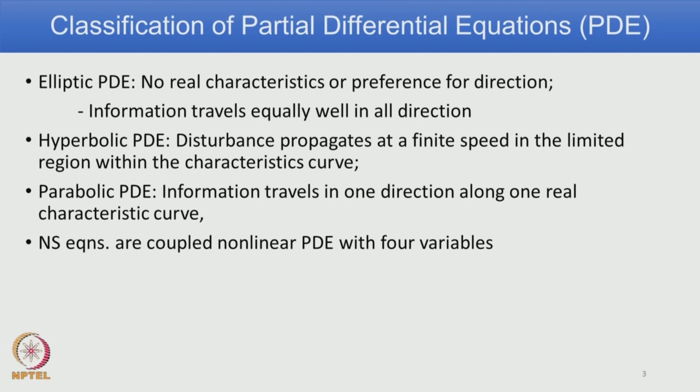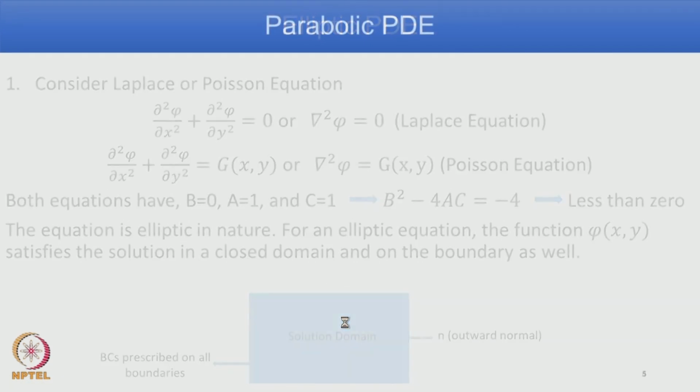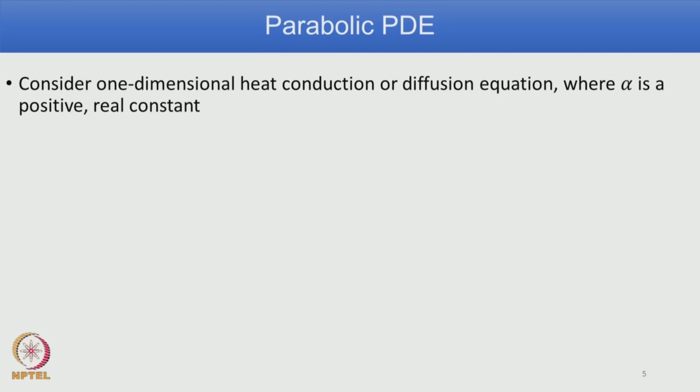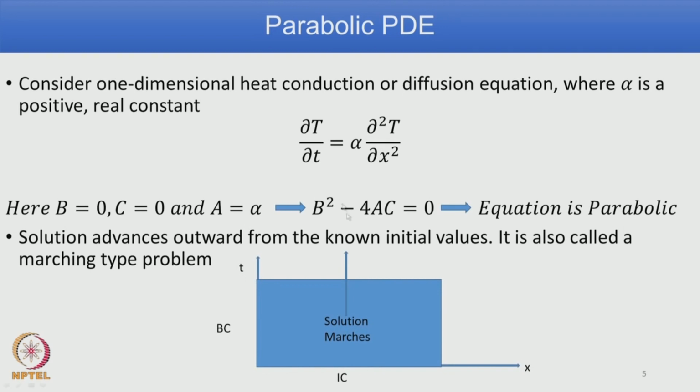It is a coupled nonlinear PDE with 4 variables. We had seen elliptic PDE by taking the example of the Laplace equation and Poisson equation, and we observed the solution propagates in all directions in the solution domain. And we did parabolic PDE by taking the example of the one dimensional diffusion equation, and we noticed that the solution advances outward from the initial values, the IC, and propagates in one direction outward. Such a problem is called a marching type problem or marching type solution.